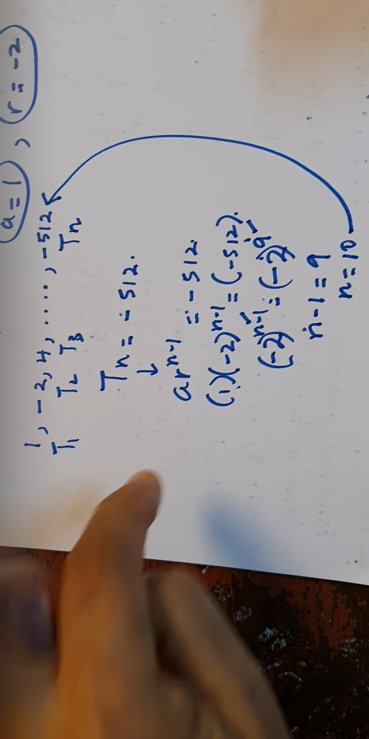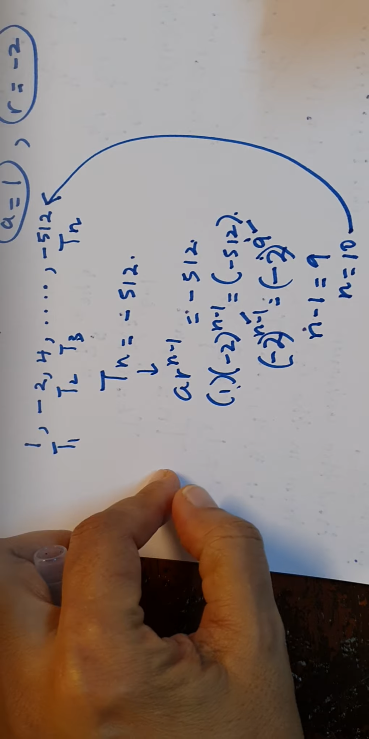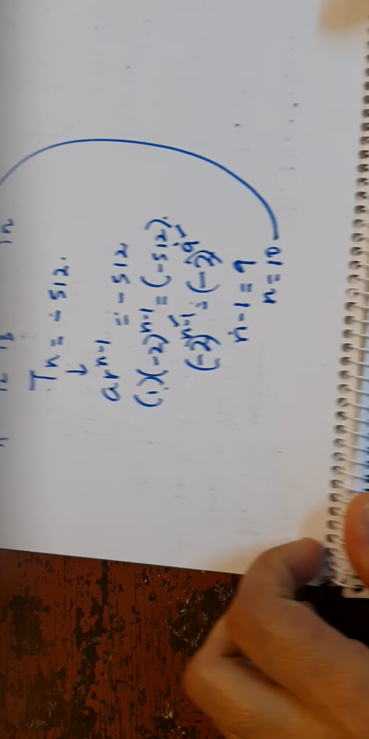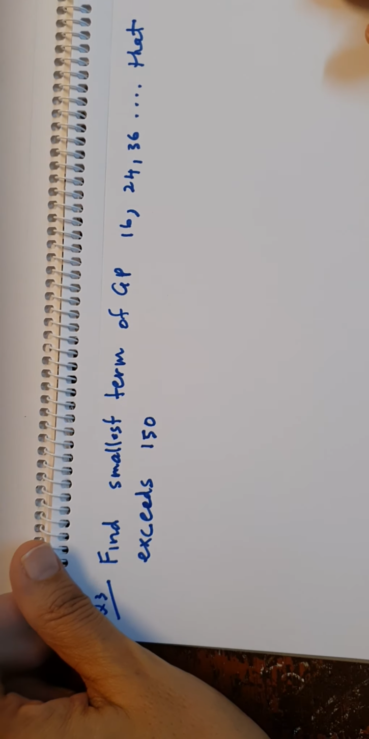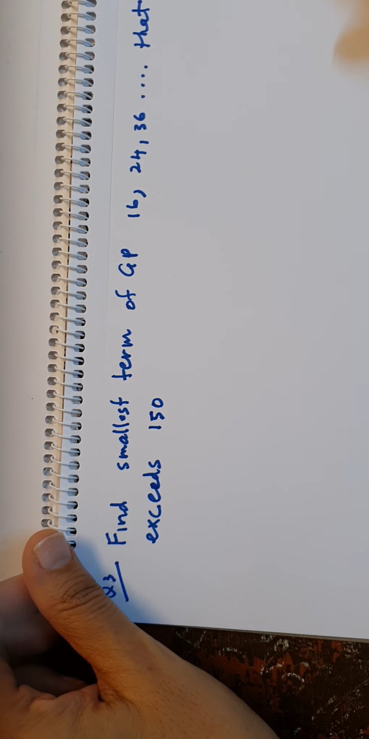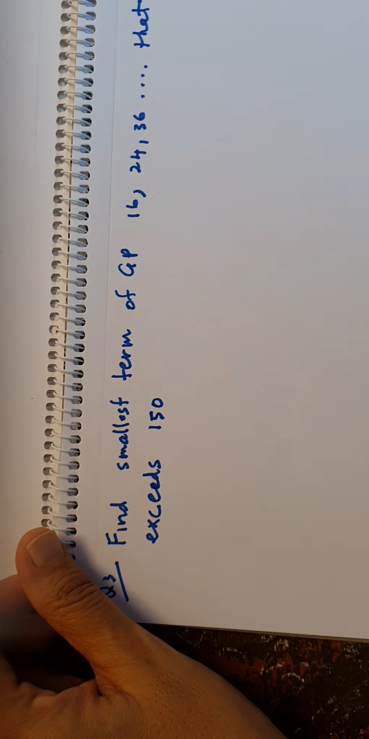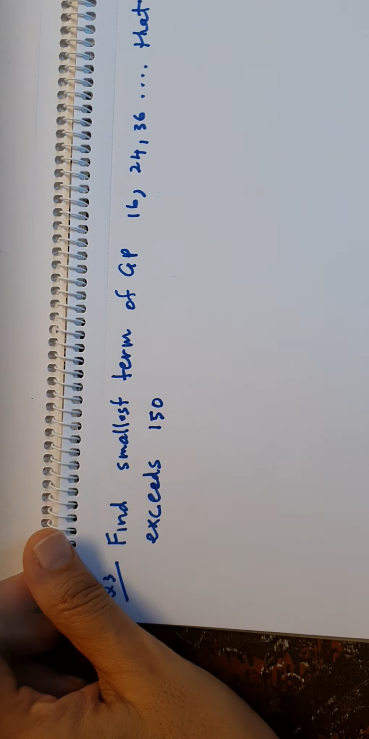So this is one more type of question. We have finding n. Okay, what about this type of question? This is quite a popular question. Find the number of terms of a GP that must exceed the smallest term. You want to find the smallest number of terms of a GP that must exceed, okay, so that must exceed, how much?